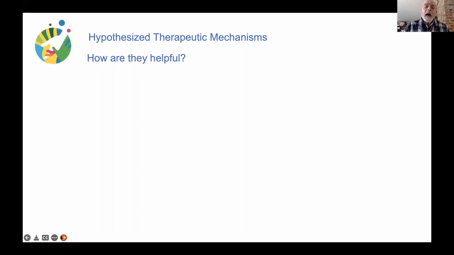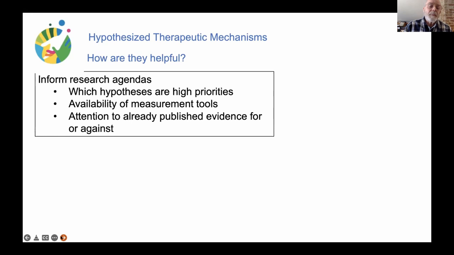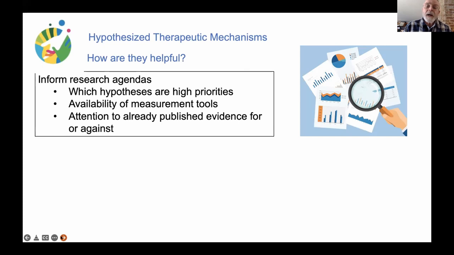How are hypothesized therapeutic mechanisms helpful? Why pay attention to them? They inform research agendas. If you have a specific hypothesis, you can start to ask questions. Which ones are higher priorities than other ones? Which ones can you measure? If you can't measure it, you can't do a research project on it, not a scientific research project. You can then look at the literature. Has research already been done on this? Was the evidence for it or against it? How is your project going to improve on that record?